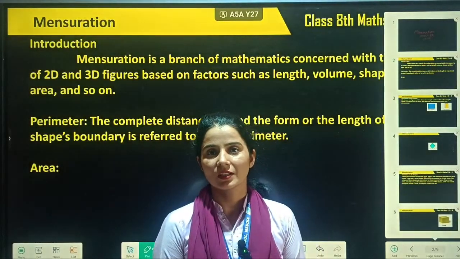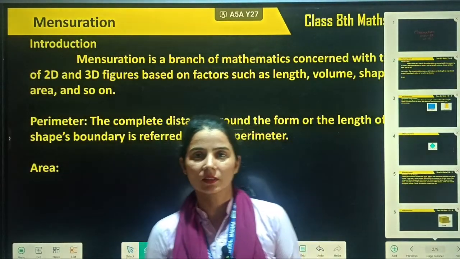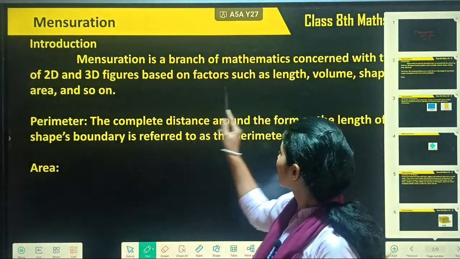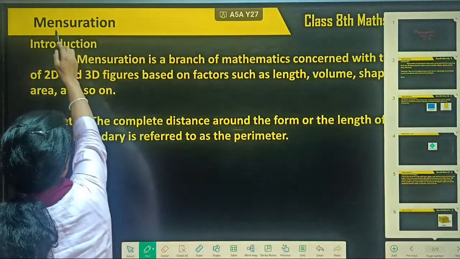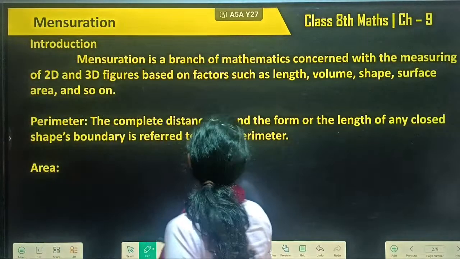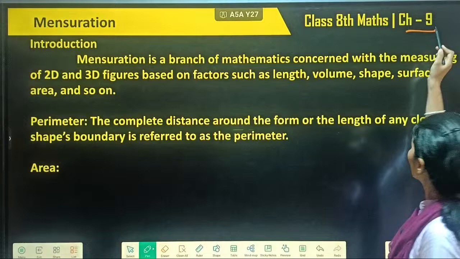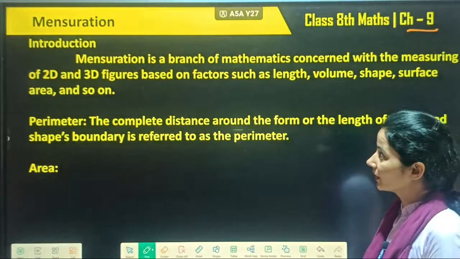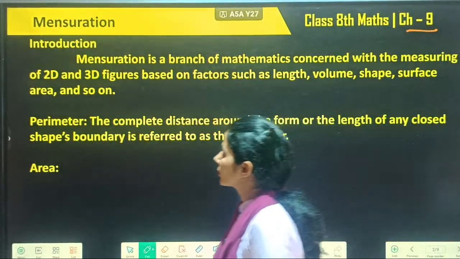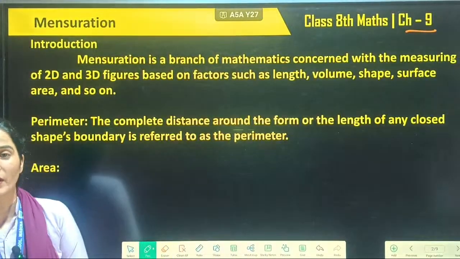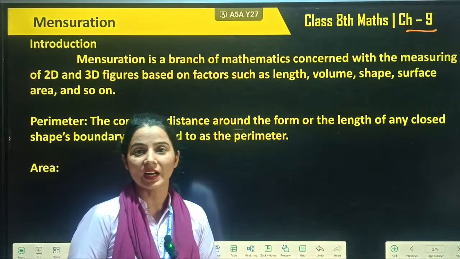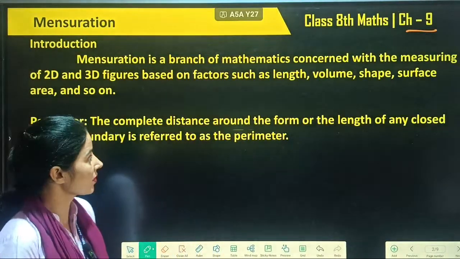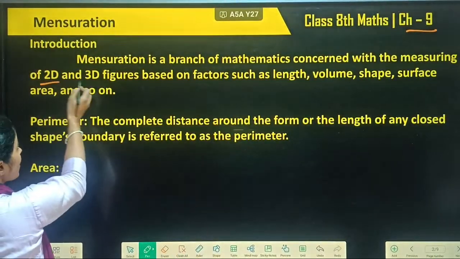Today we are going to start a new chapter of class 8, Mensuration. What is mensuration? Mensuration, chapter 9 of class 8. Let us see what is mensuration. Mensuration is a branch of mathematics which deals with the measurement of 2D and 3D shapes.